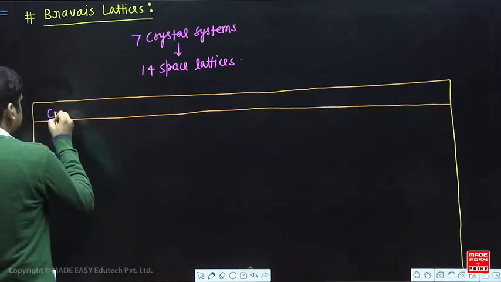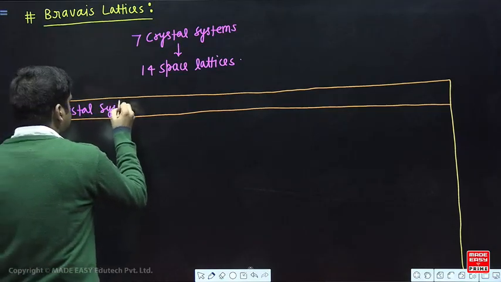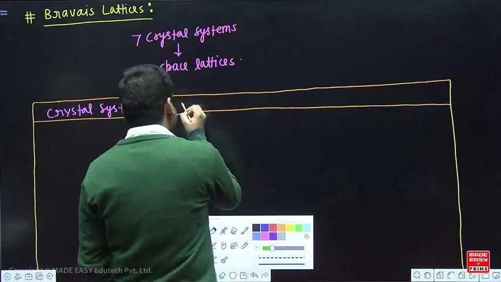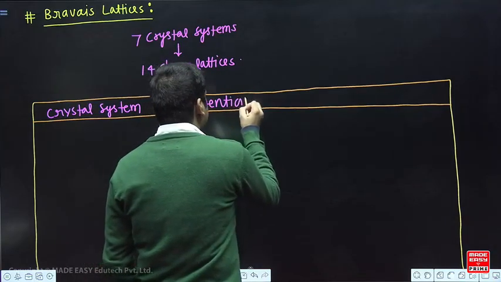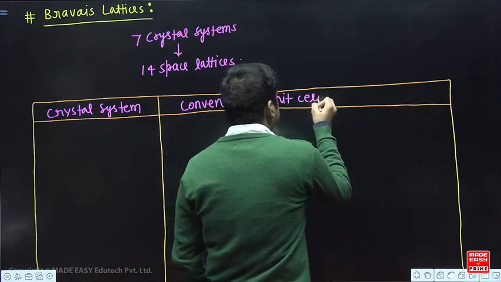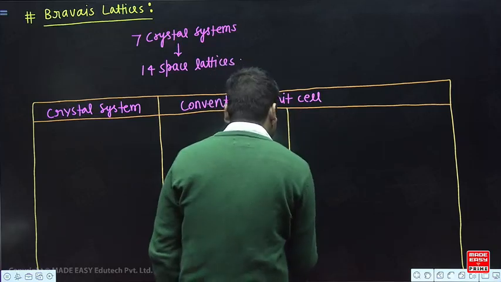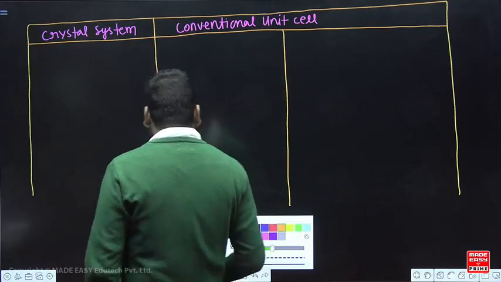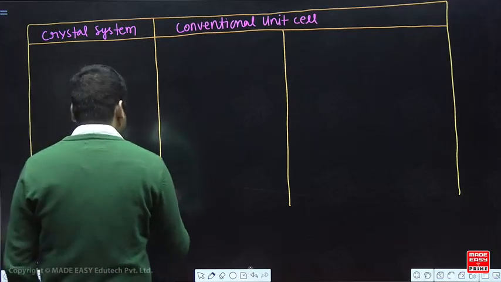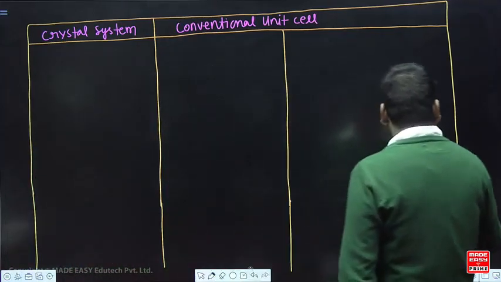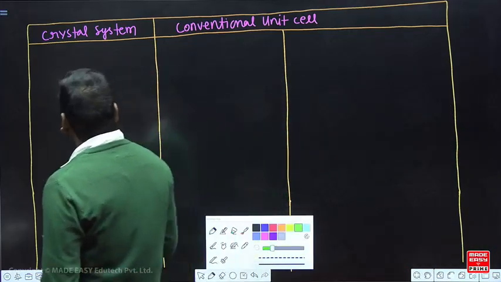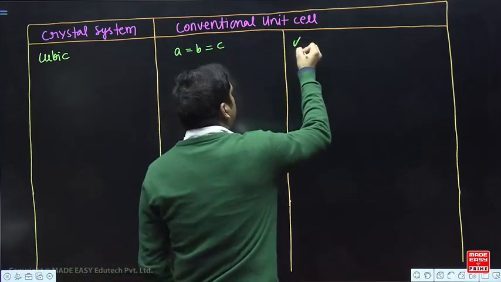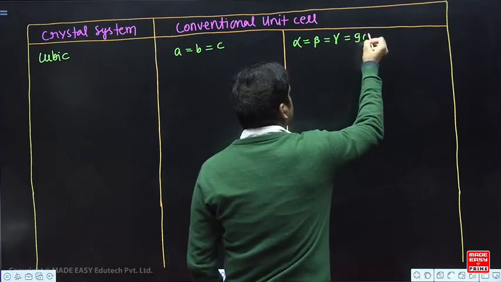Crystal system. Conventional unit cell. So let's see one by one. First, cubic crystal system. In order to become cubic, A is equal to B is equal to C. Alpha is equal to beta is equal to gamma is equal to 90 degree.